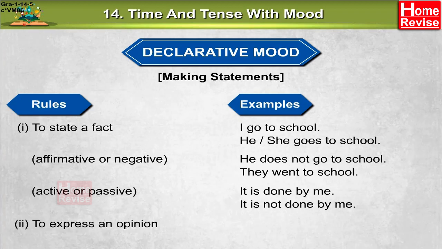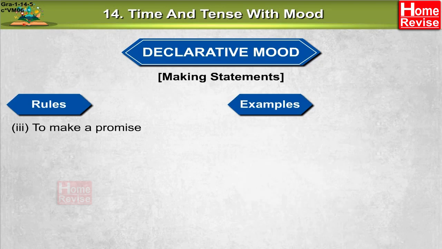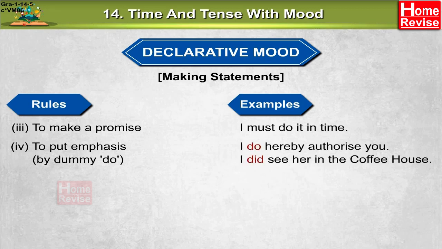Second, to express an opinion. I think he is a scholar. It is good that you are here. Third, to make a promise. Example: I must do it in time. Fourth, to put emphasis by dummy do. Example: I do hereby authorize you. I did see her in the coffee house.